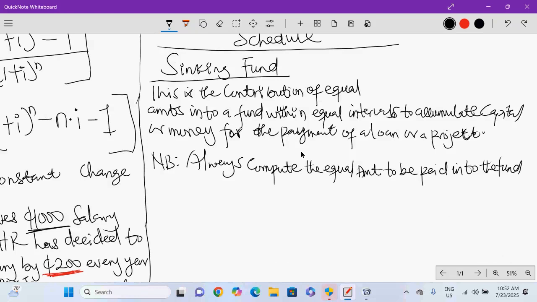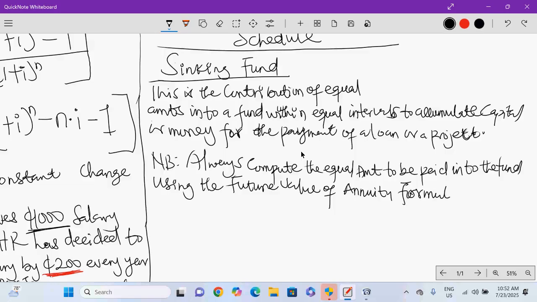Using the future value of annuity formula. Always compute the equal amount to be paid into the fund using the future value of annuity formula. Right?